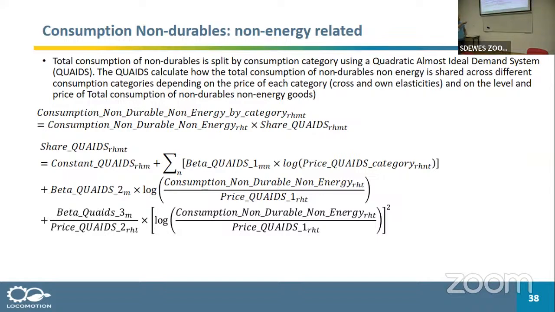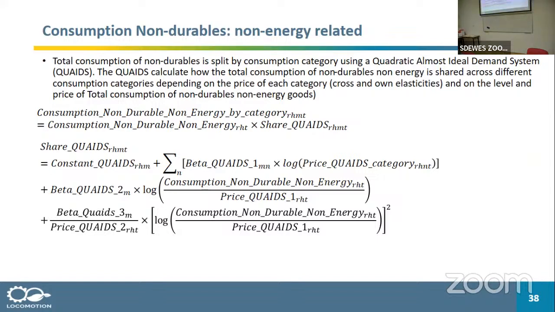Simply what it does is compute the share of the total consumption of non-durables, non-energy that you are going to spend on food or textiles or whatever. And this is the equation for the calculation of these shares. The shares depend on the cross prices and price elasticities that we have for the 6 commodities, and on the total consumption of non-durables and the prices for the commodities.